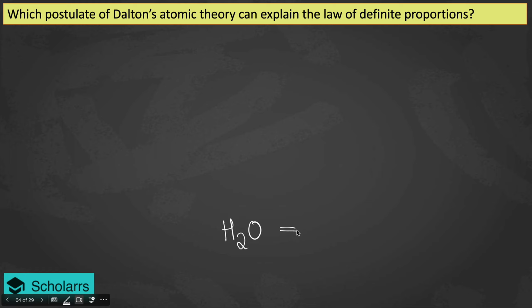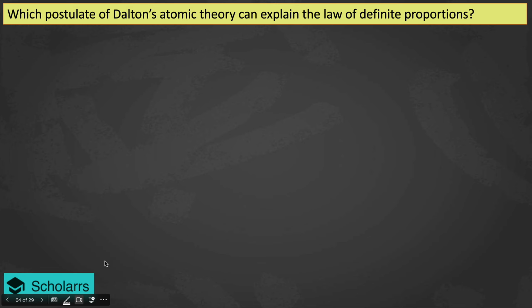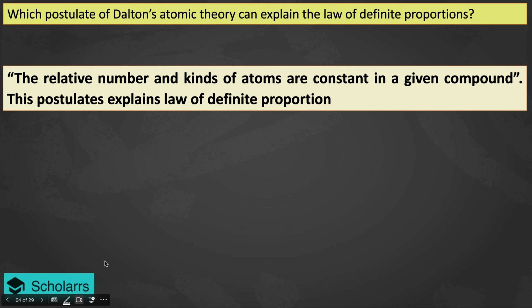If मुझे water form करना है, so I would be needing 2 hydrogen in the ratio of 1 oxygen. So यहाँ पे hydrogen and oxygen का जो ratio है ये कितना है? 2:1 है, right? So these are placed in a ratio of 2:1. So which postulate supports this? You can answer in such a manner: the relative number and the kind of atoms are constant in a given compound.